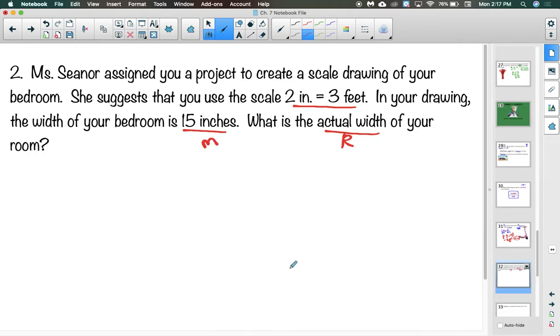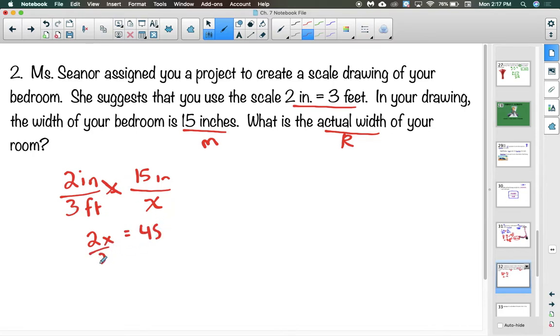We know the model length, or in this case, the drawing length. So we start with our scale. 2 inches in the model represents 3 feet in real life. We don't know the real life length, but we know that your drawing is going to be 15 inches. So we put the 15 here where the model goes, and we're looking for the real life measurement. So we're going to cross multiply. 2 times x is 2x. Bring down your equal sign. 3 times 15 is 45.